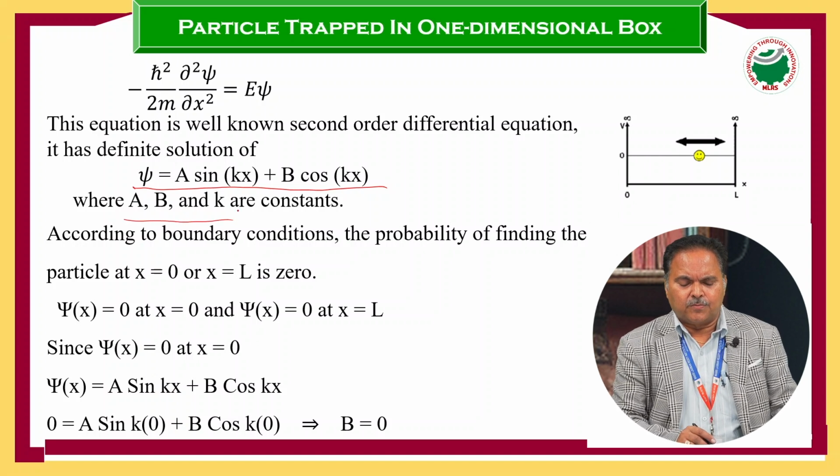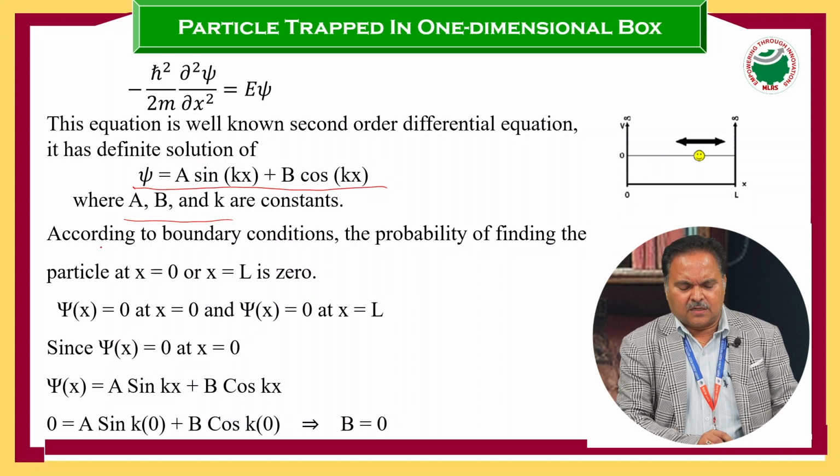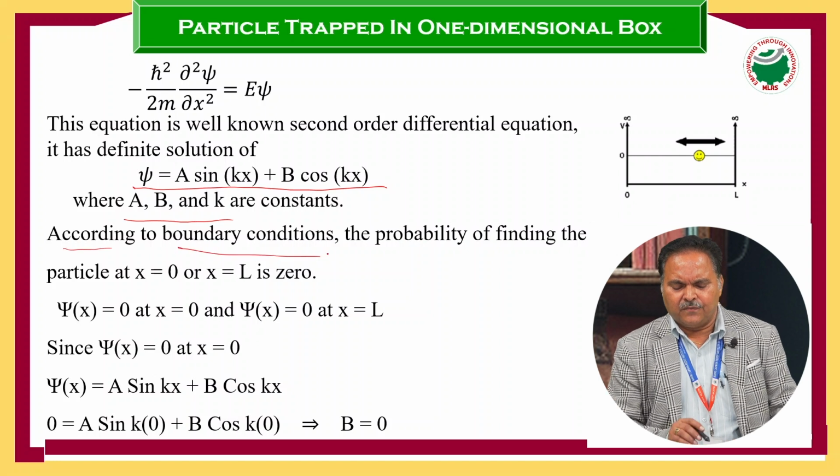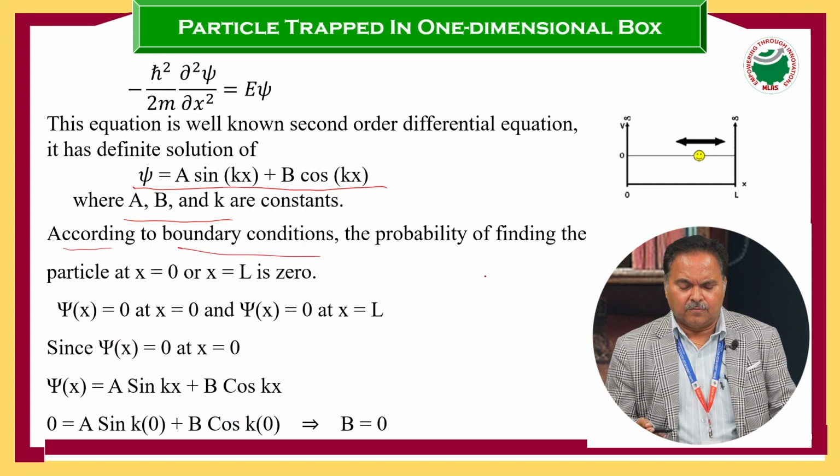These parameters we have to calculate using the boundary conditions. So what are the boundary conditions we have? The boundary condition means the probability of finding the particle or electron at x equals 0 is zero. That is one boundary condition. Another boundary condition is x equals L, because the particle will be inside.